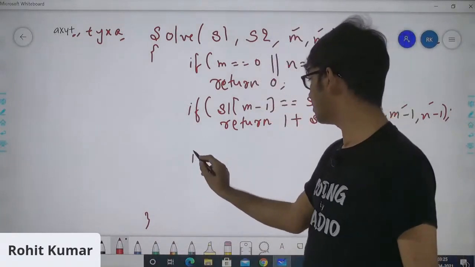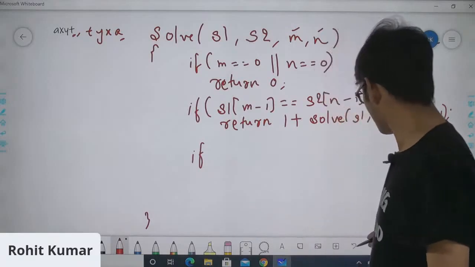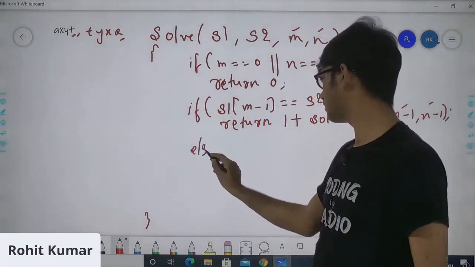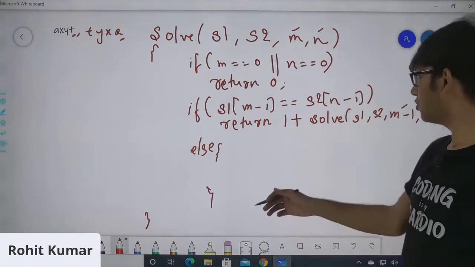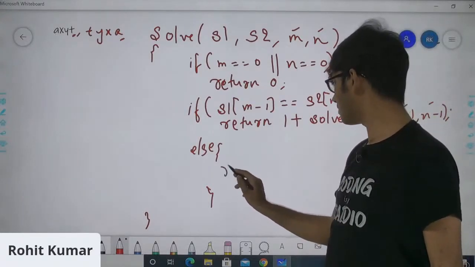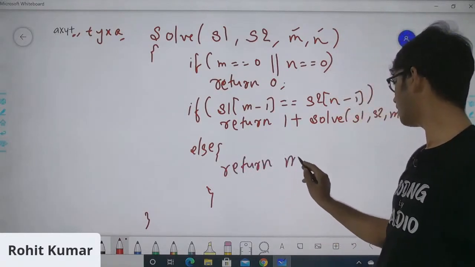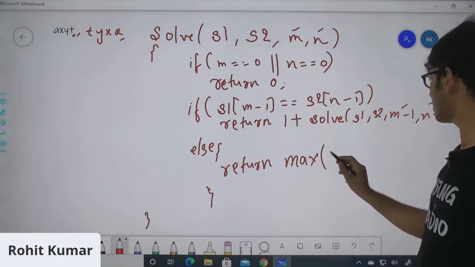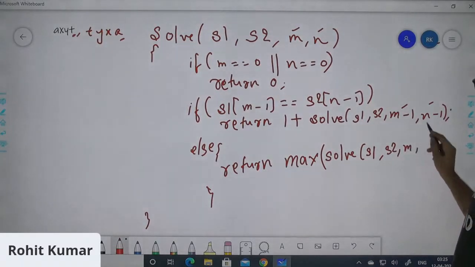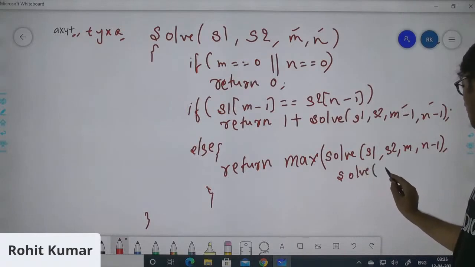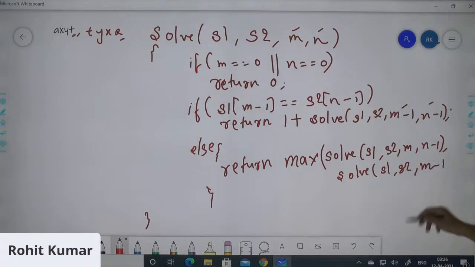Okay, so let's do this. Now my next scenario is, or for the sake of standardness, let's write else. Else is the case when these two are not equal, right? So what you're going to do over here, you need to return max of solve S1, S2, M comma n minus 1. Okay, the very first call. Second call will be solve of S1, S2, M minus 1 comma n. And that's it.